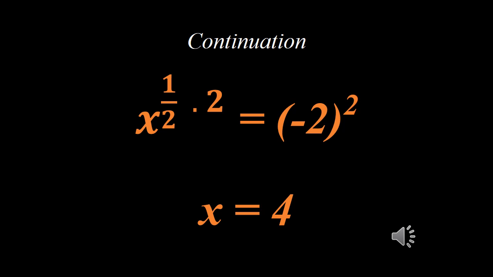Then we have x equals 4. That is minus 2 times minus 2 is 4. Minus times minus is plus, 2 times 2 is 4. Then at the left side 2 cancels 2. That's why we have x left. So x equals 4.